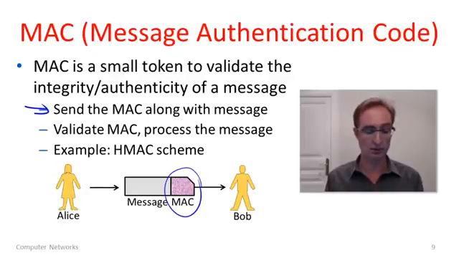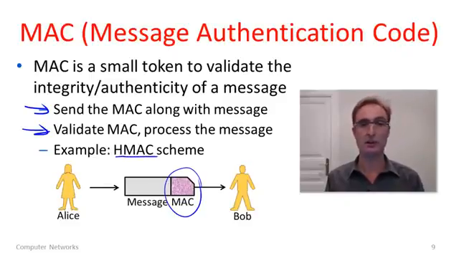Bob will then receive both, and he will then validate the MAC to make sure that this check passes. He'll compute it from the message and see if it matches what he received for the MAC. If it does, then he'll say the message is legitimate. It's not been altered and it really did come from Alice, and he can then process it. An example of a MAC scheme is something called HMAC, a hashed MAC. I'm not going to tell you any of the details, but I just mention this so that you can relate MACs to some schemes you might see in practice written down somewhere, or you could go look it up.